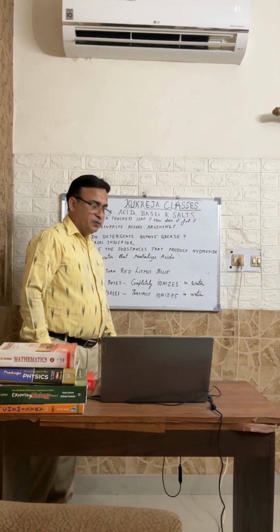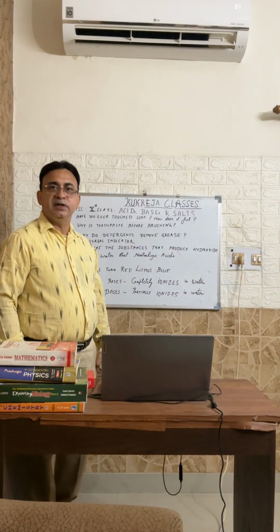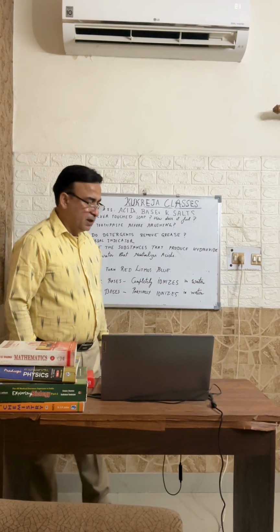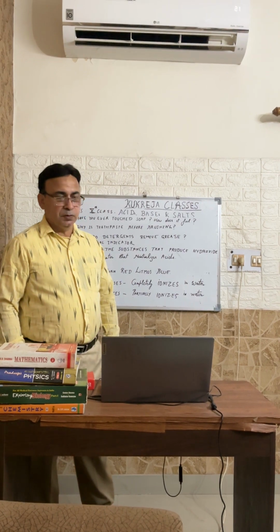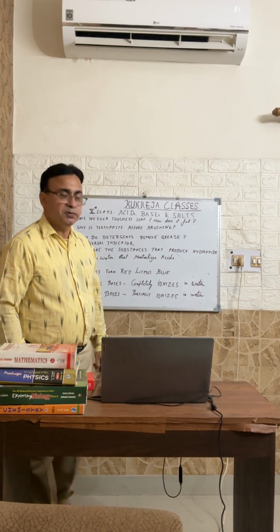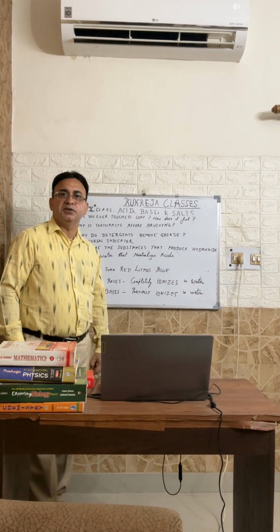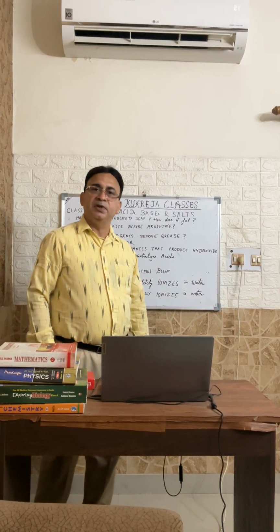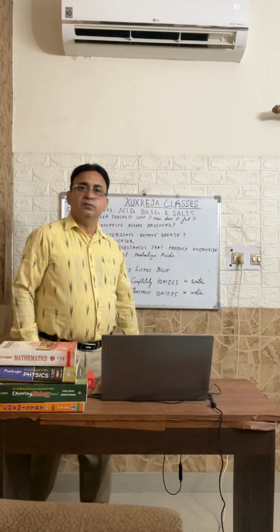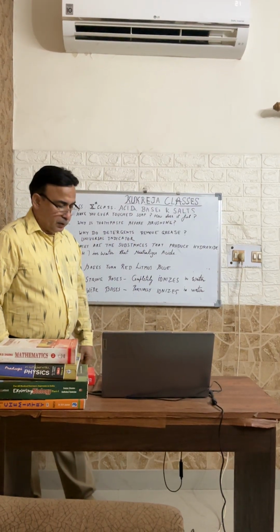If we further go for the universal indicator, before starting with the universal indicator, I will tell the importance of pH. The importance of pH is because you know that in our body the stomach produces acid. The acid has a pH of 1 point something, so 1.4.